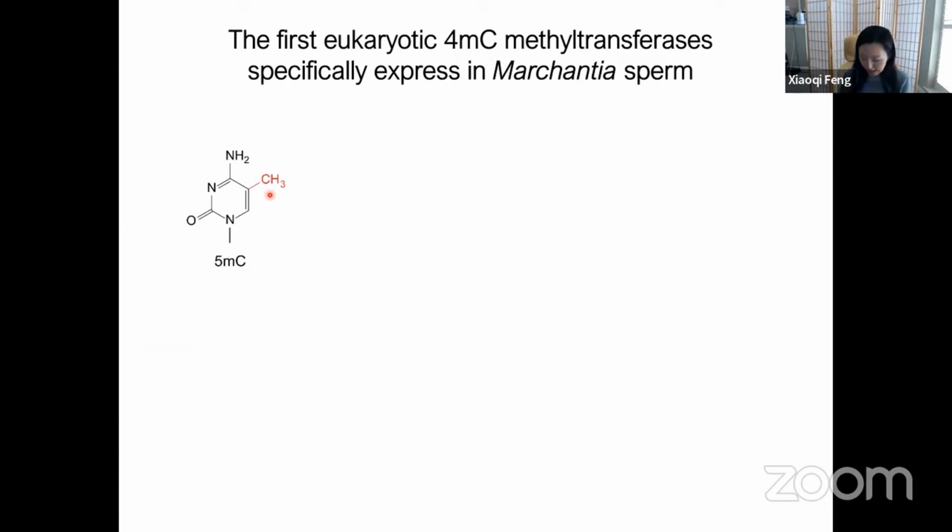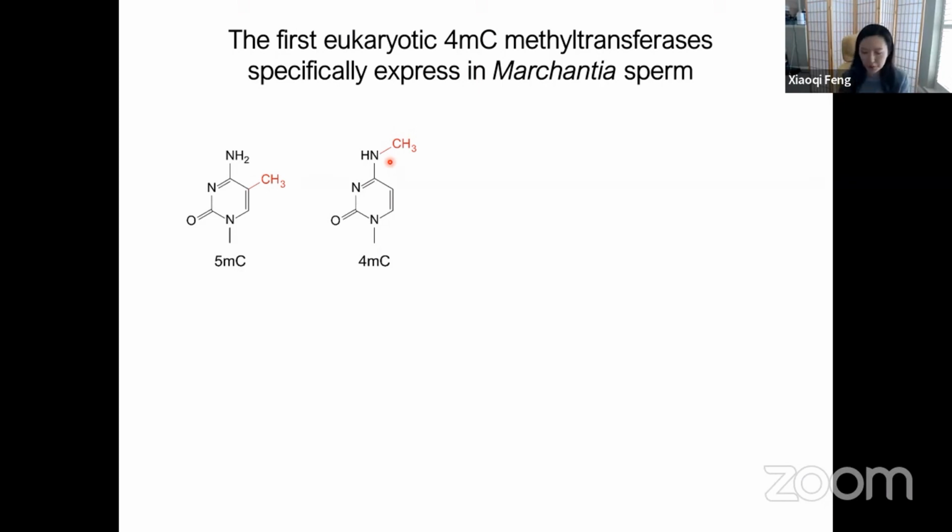So the methylation I've been telling you so far refers to the methylation on the fifth carbon. And there is actually another form of methylcytosine called 4mC, with the methyl group added to the fourth amino. And 4mC is common among bacteria and archaea, but has not been identified in eukaryotes. And the two new enzymes we found in Marchantia sperm have the catalytic domain of the 4mC methyltransferases.